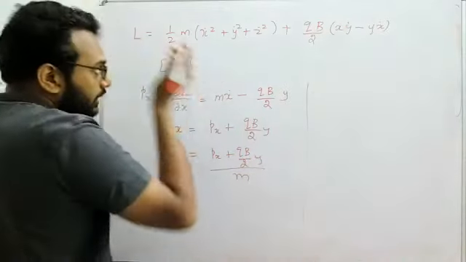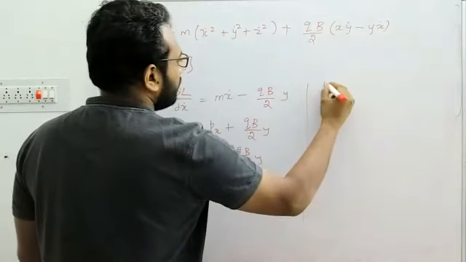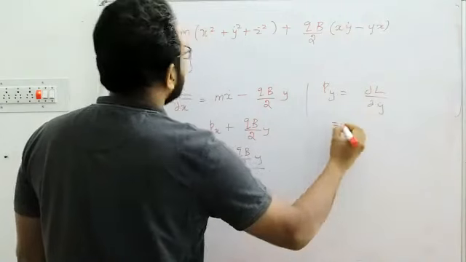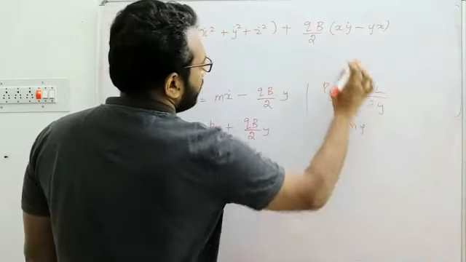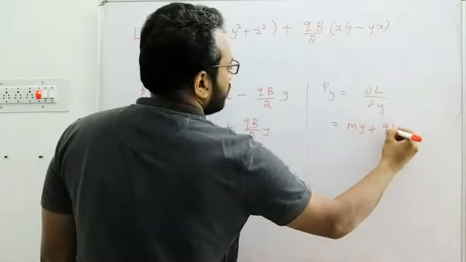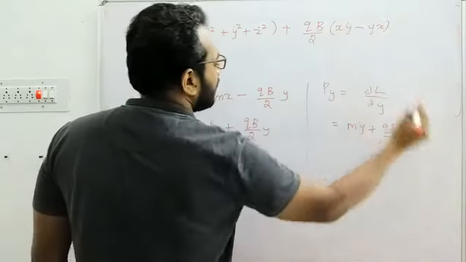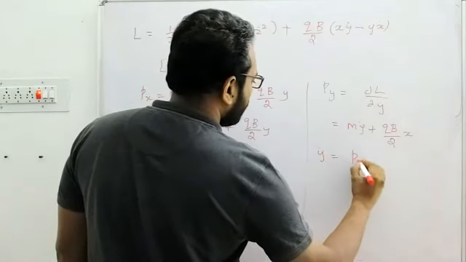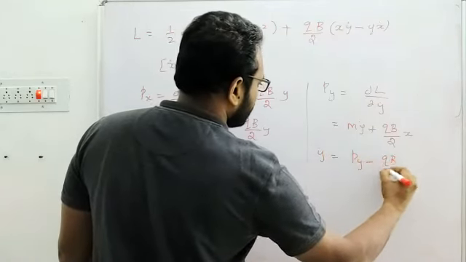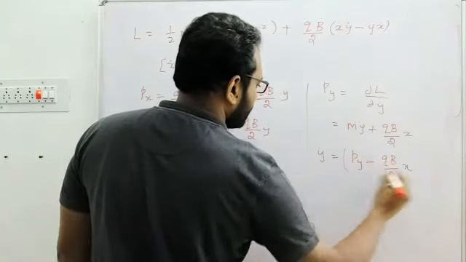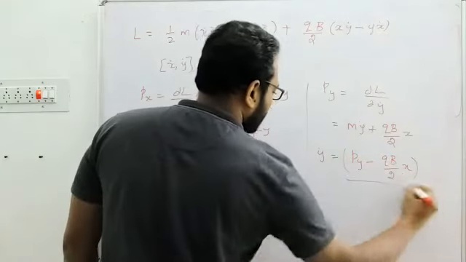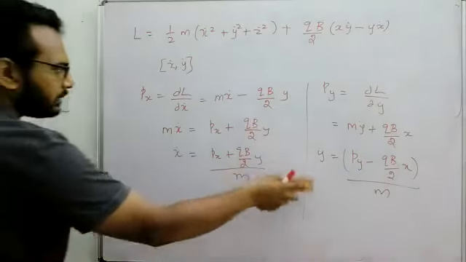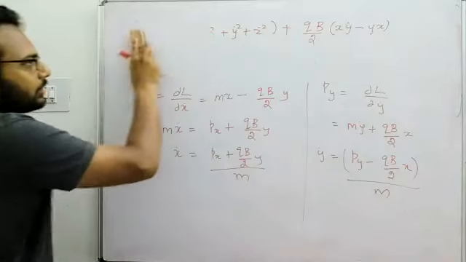Similarly, we need to find y dot. So we look for py, which is equal to ∂L/∂y dot. That's equal to m y dot, and here it's plus qB by 2 times x. So you see that y dot equals (py minus qB by 2 x) divided by m. Now we have got x dot and y dot. We just have to find the Poisson bracket of x dot with y dot.